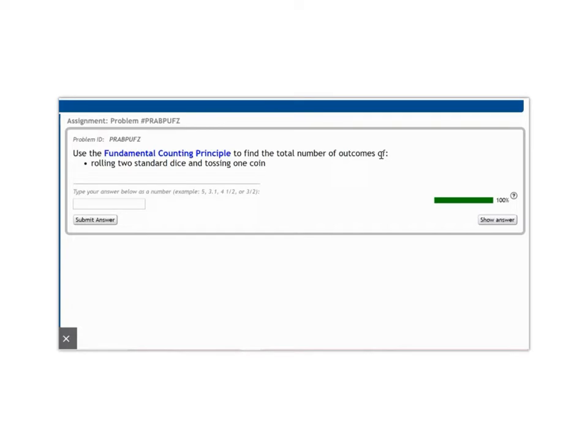So in the first one, we have the number of outcomes for rolling 2 standard die and tossing 1 coin. Well, on each die, there are 6 possible outcomes. So we have 6 outcomes for the first die and 6 for the second. And for a coin, we have 2 possible outcomes. So that's 6 times 6 times 2 is equal to 72.